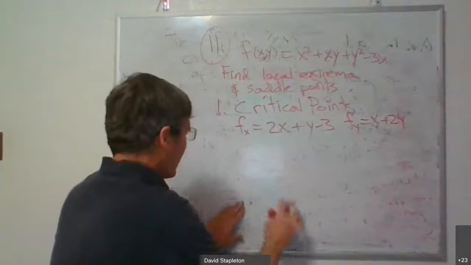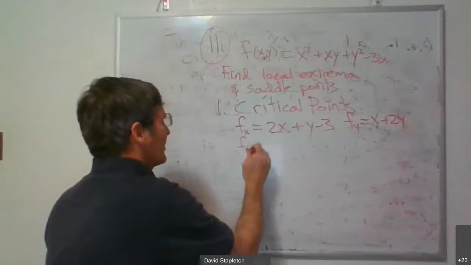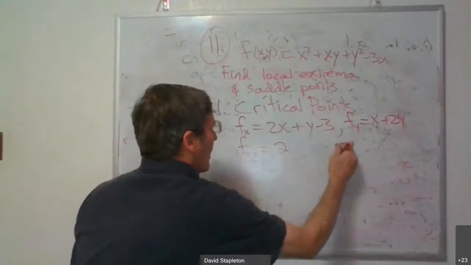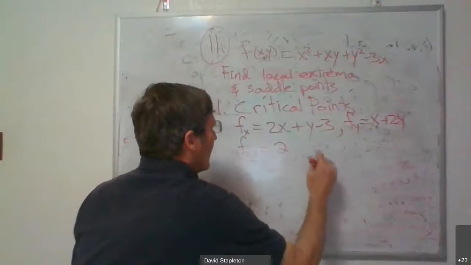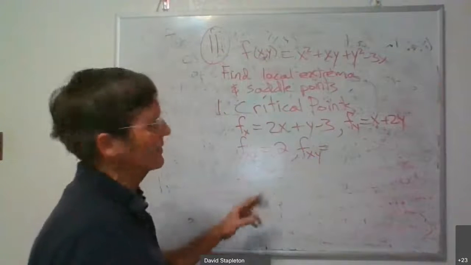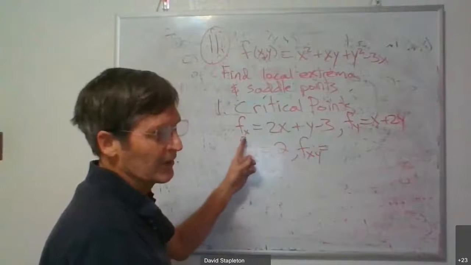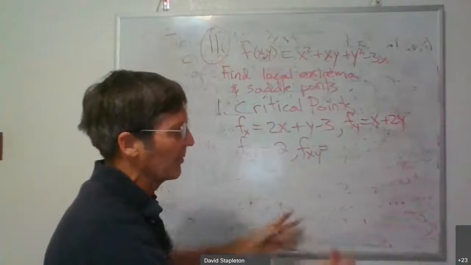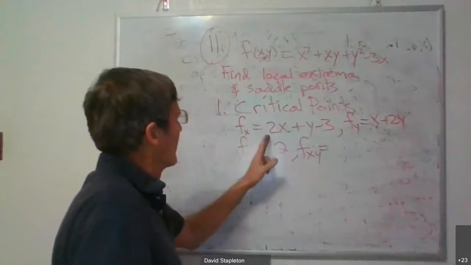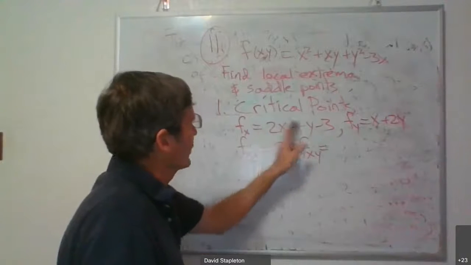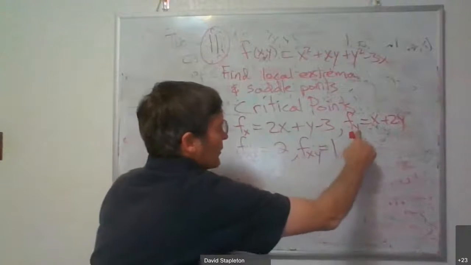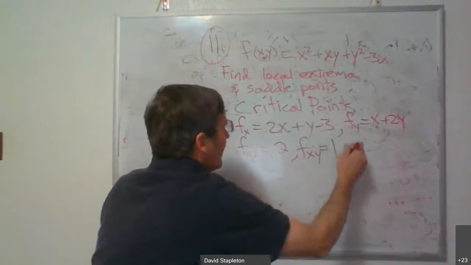Now we need the second partials because we're going to apply the second derivative test, right? Fxx, the partial with respect to x twice, is just 2. Then I can compute mixed partials, right? Fxy or fyx, they're equal. Remember the second partials theorem: when the partial derivatives are continuous in an open disk, the mixed partials are equal everywhere in that open disk. So we take partial with respect to x, and partial with respect to y is 1. Similarly over here, if I took partial with respect to x, I'd also get 1, right? And then fyy.